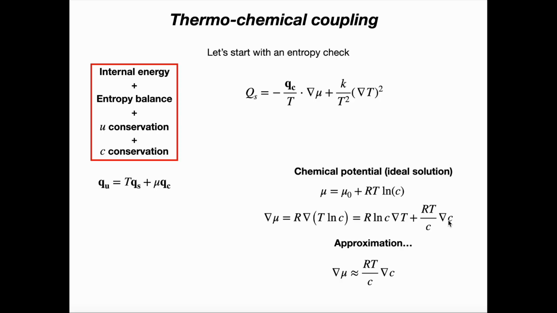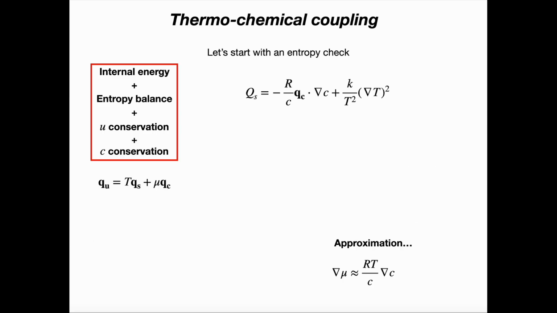So for the time being, we will make an approximation, and we will not consider this term here that produces the cross term between the gradient of temperature and the gradient of mu. So we will consider that gradient of mu is simply this part here. So we neglect this contribution. So gradient of mu is RT divided by C, gradient C. We do it here. So now suddenly we have R divided by C, T divided by T has disappeared, and we have the gradient of C that multiplied the flux C.